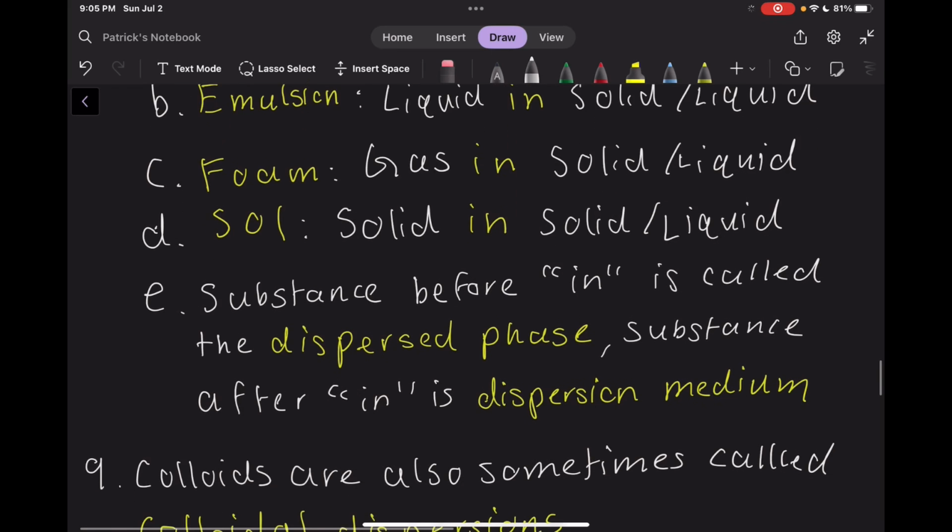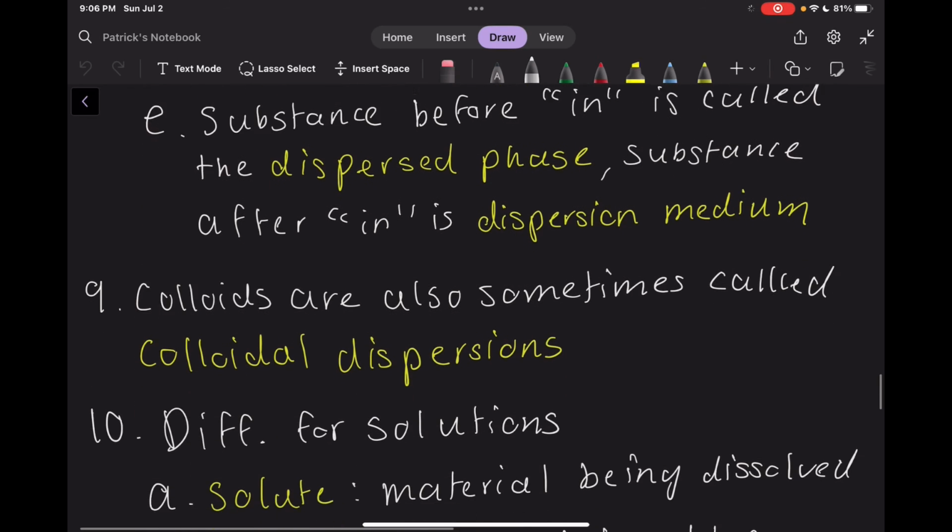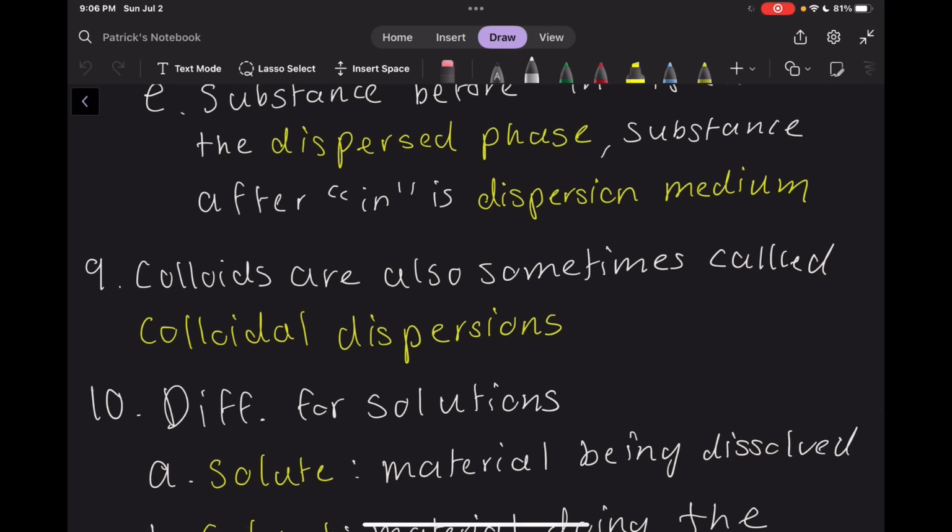For all these four cases, the substance before the word "in," written in yellow, is called the dispersed phase, and the substance after the word "in" is the dispersion medium. The dispersed phase is said to be dispersed throughout the dispersion medium in a colloid. For this reason, colloids are sometimes referred to as colloidal dispersions, and the two terms are equivalent.